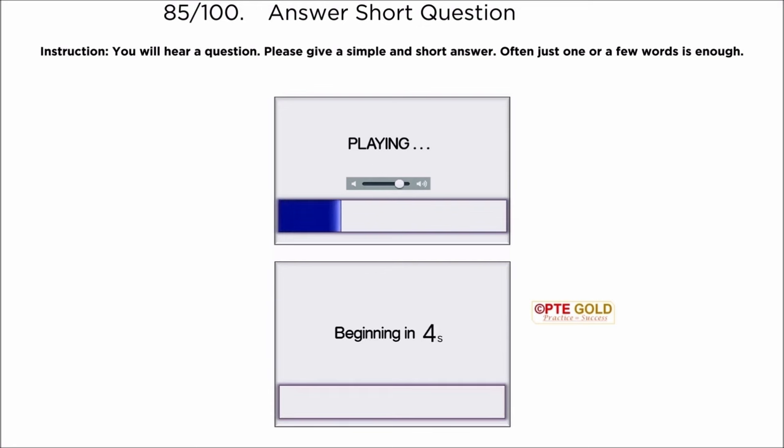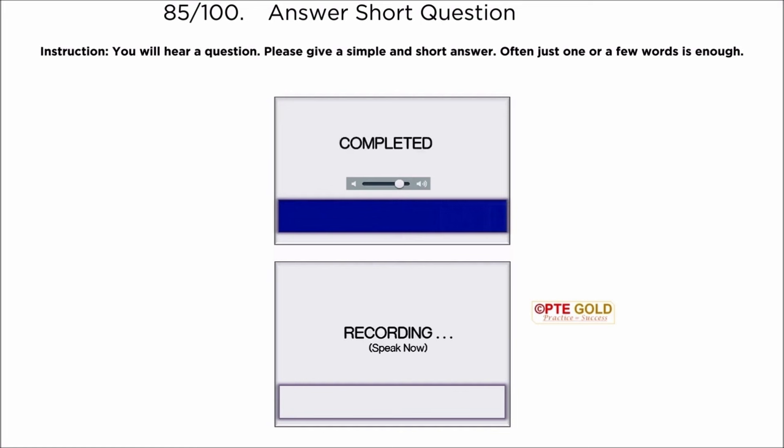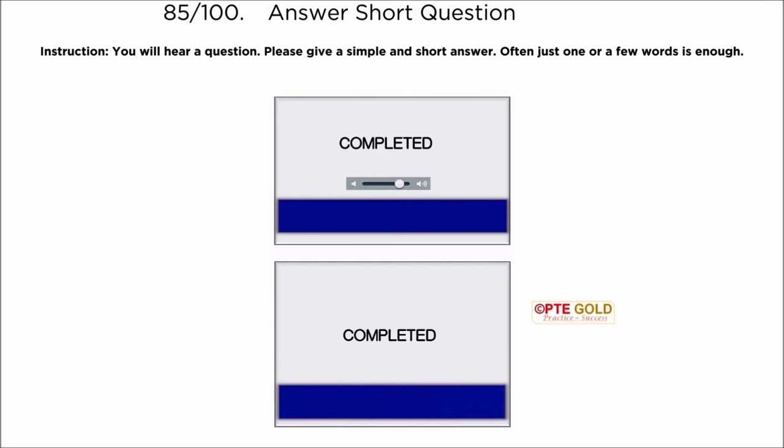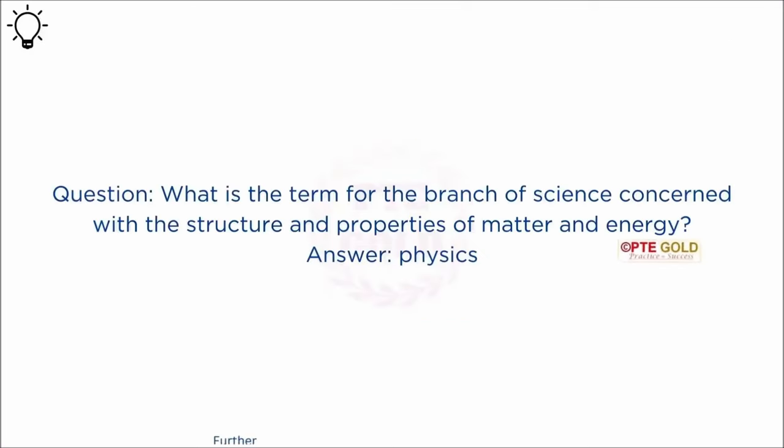What is the term for the branch of science concerned with the structure and properties of matter and energy? Physics.